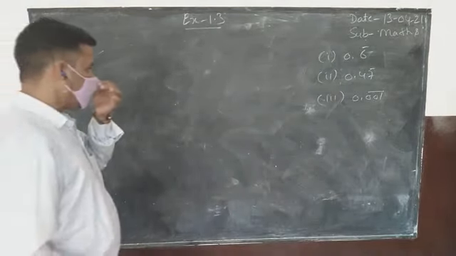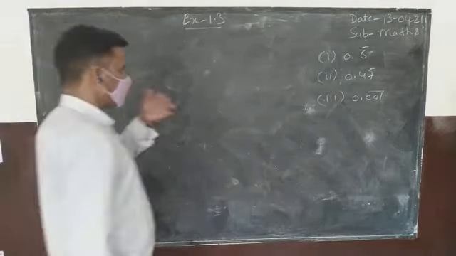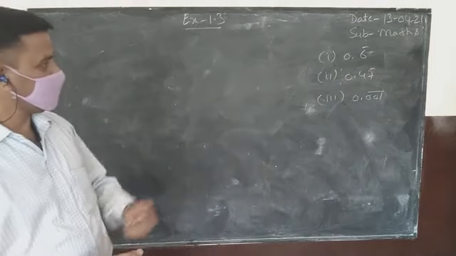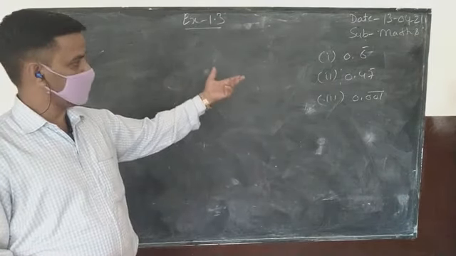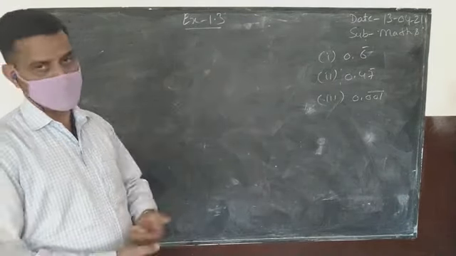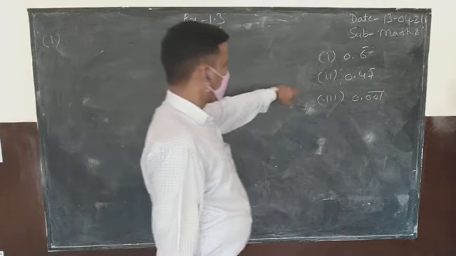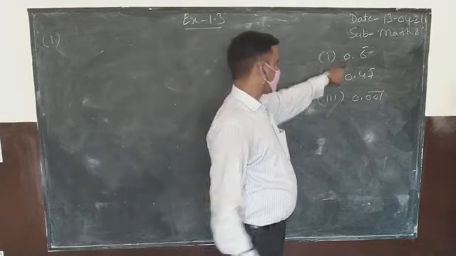You will represent these three parts, first part, second part and third part, in P upon Q form, as a rational form. This number is a rational number, so we will represent it in the form of P upon Q. The first question, first of all, you will take the first part.